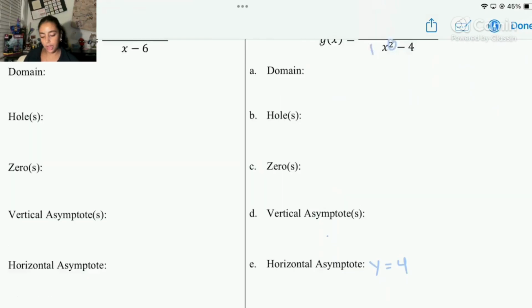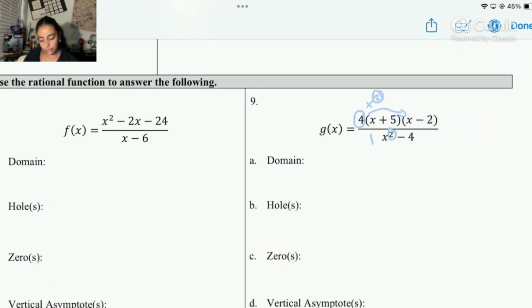And then for our holes, we can see the bottom is a difference of squares, so it'll factor out to x minus 2 times x plus 2. And right here we can see there's an x minus 2 on the top and the bottom, so we can cancel those out, and there's a hole at x equals 2. And then for the zeros, we can see we still have this x plus 5 on the top, so there's going to be a 0 at x equals negative 5.